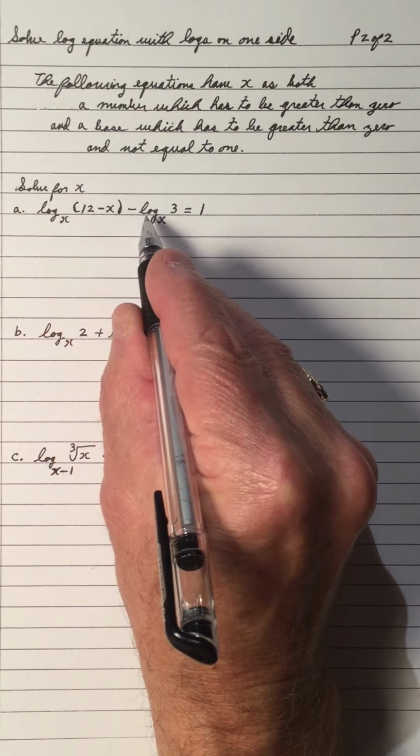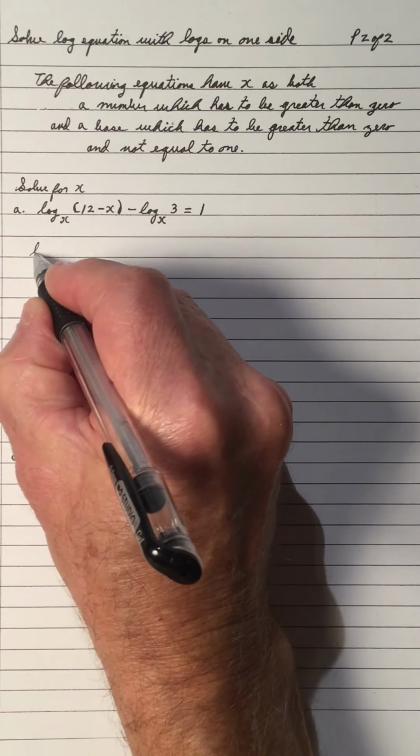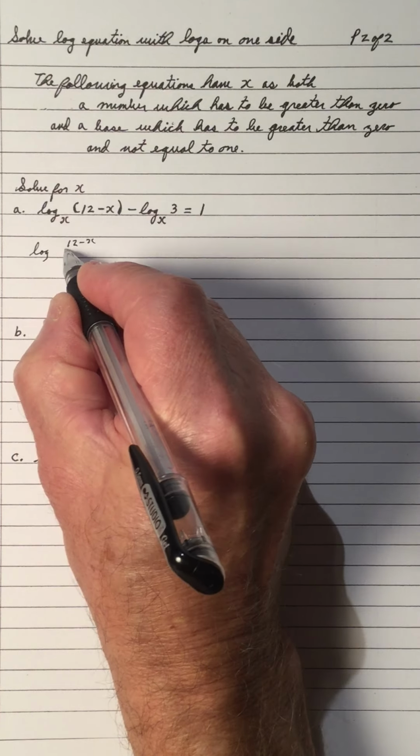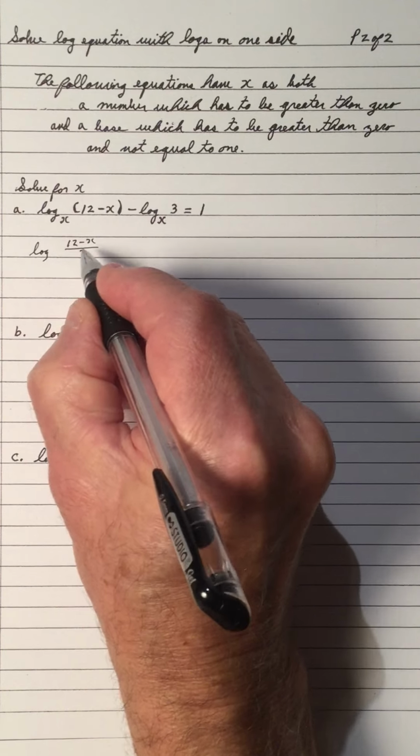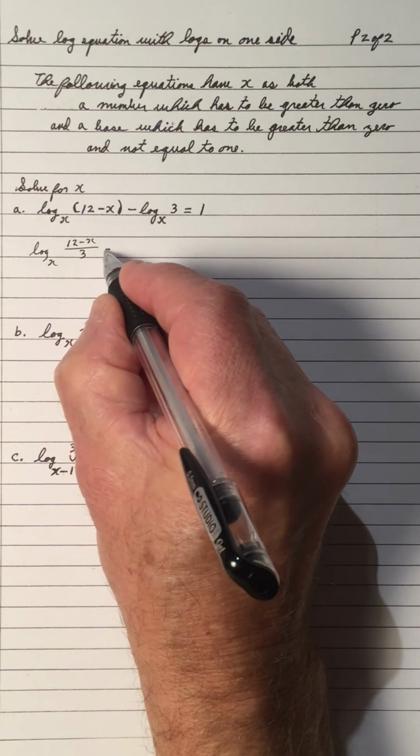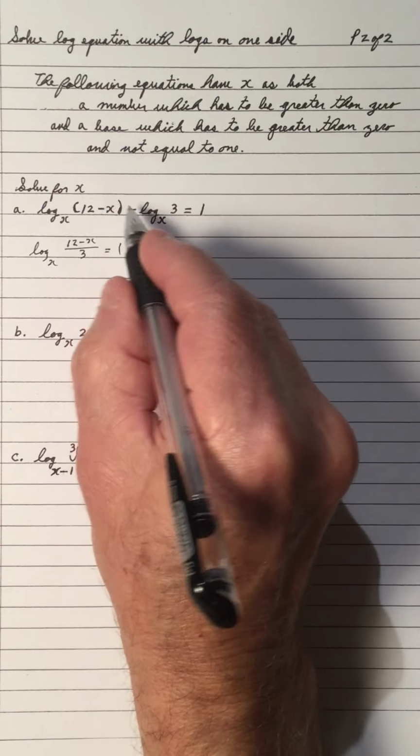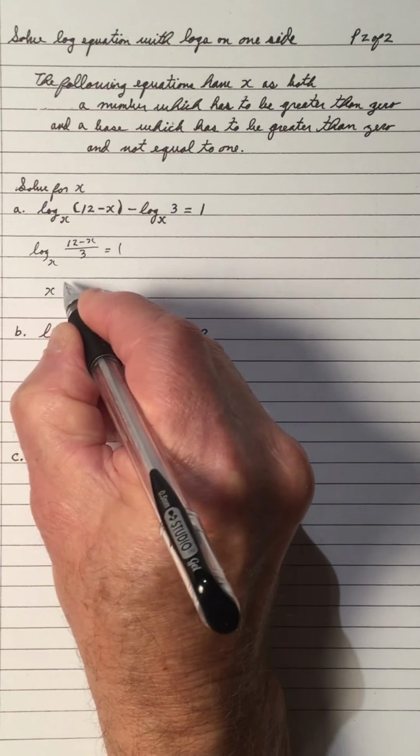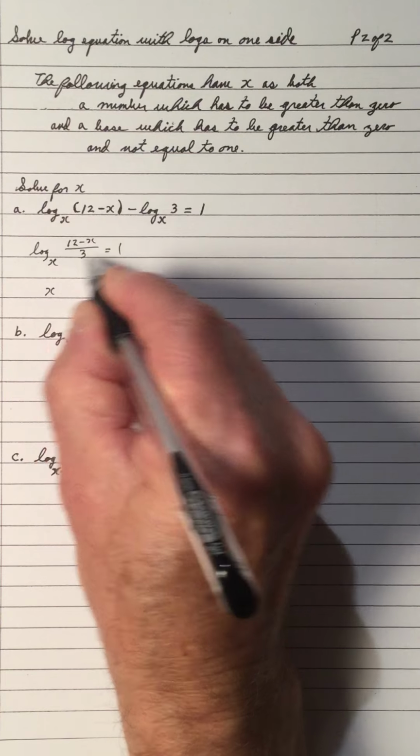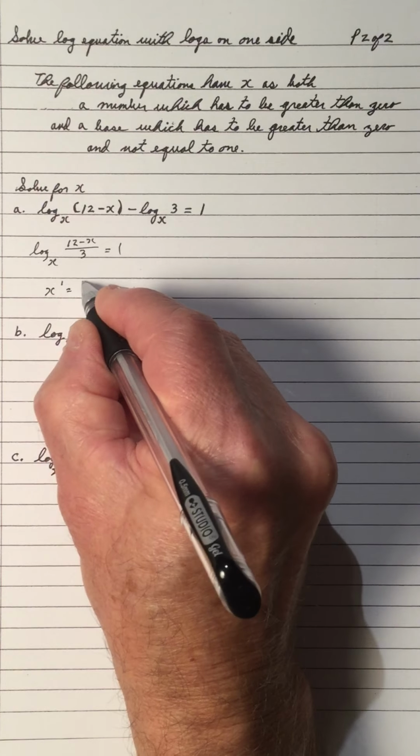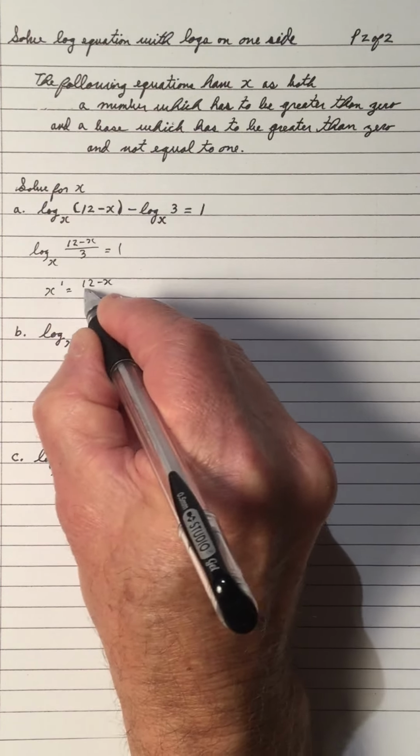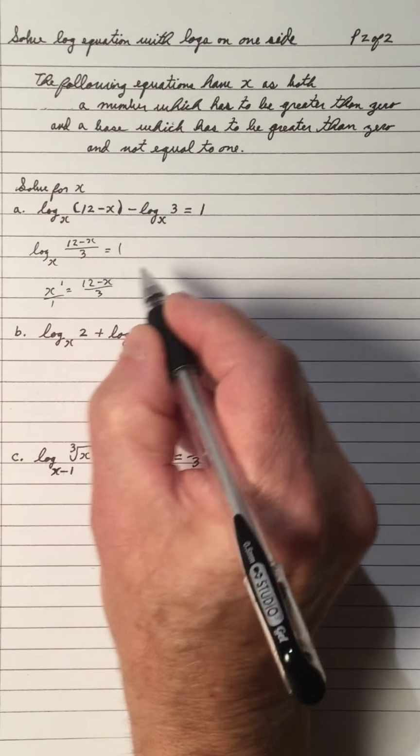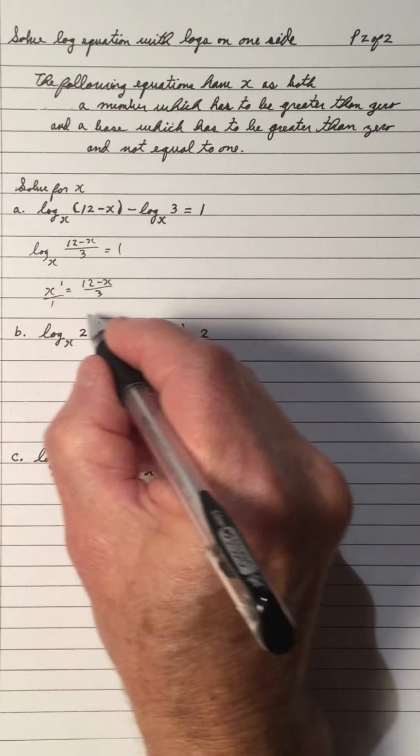So we have the log of a subtraction. The log of a subtraction is the log of a division. So there's 12 minus x divided by 3, base x, equals 1. So subtraction is a division. We have a base, which is x, exponent 1, equals 12 minus x over 3. And that's understood to be over 1, so we cross multiply.